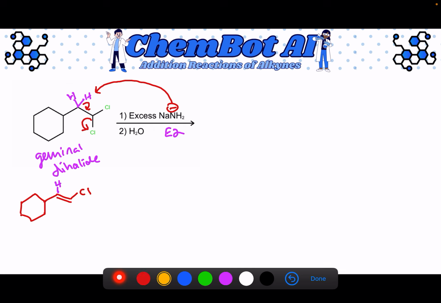Next, our sodium amide is going to come back to perform that second E2 reaction, where again, the electrons on our nitrogen atom are going to target that beta hydrogen, the electrons in the bond will fall down onto our structure, and our chlorine atom will leave as a good leaving group to form a triple bond.